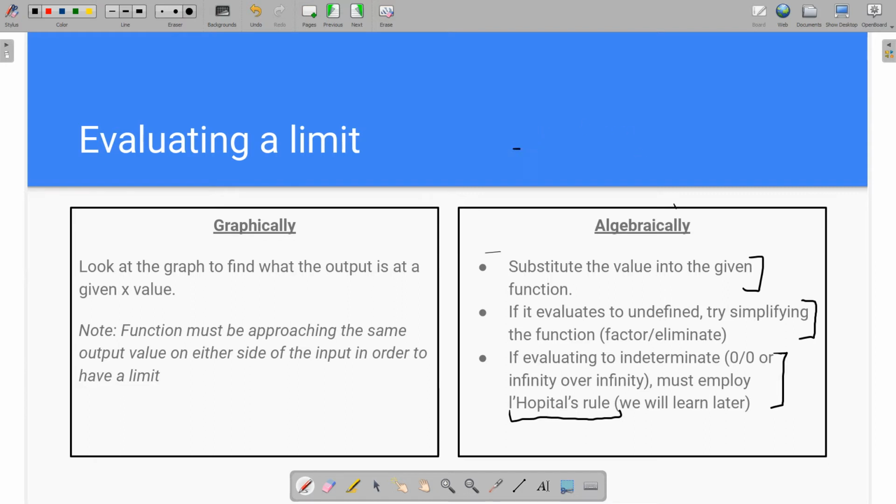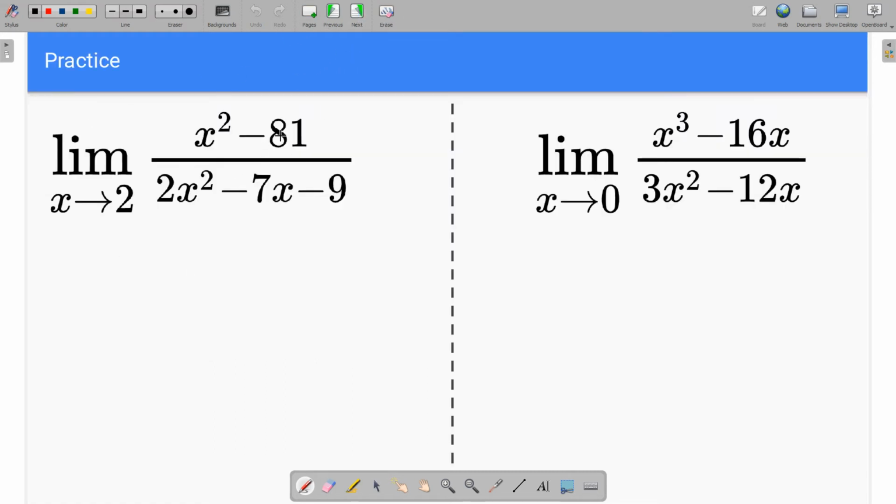But by the way, dividing by 0 is perfectly fine. It just means that you must be tending towards positive or negative infinity, depending on the case. So dividing by 0 is fine. It's when you have 0 over 0 that is an error, is indeterminate. We're not sure what's going on there. So let's look at this right here. We're going to evaluate both of these algebraically.